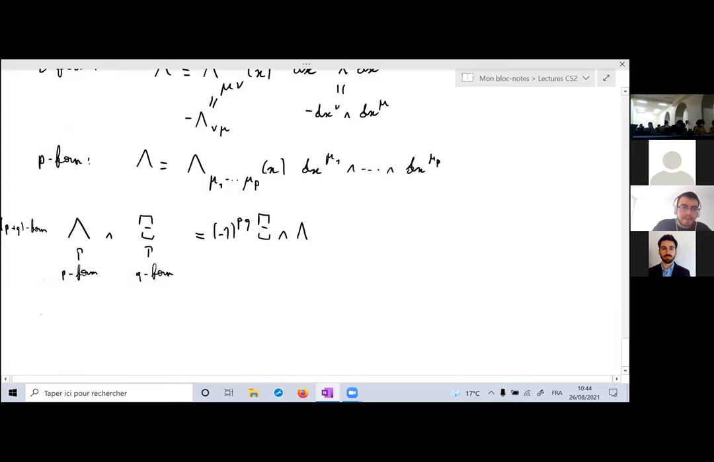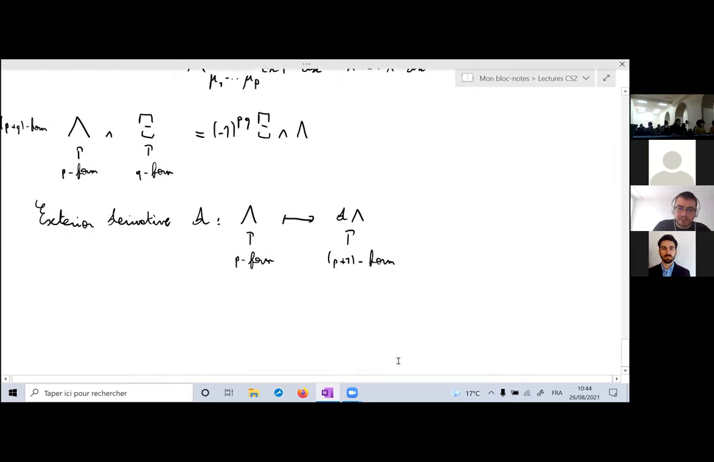Okay. Another important object that we'll use is the so-called exterior derivative of forms, which is an operator which we call d. And if it takes a p-form lambda, it sends it to something which we call d lambda, which in this case is a (p+1)-form.